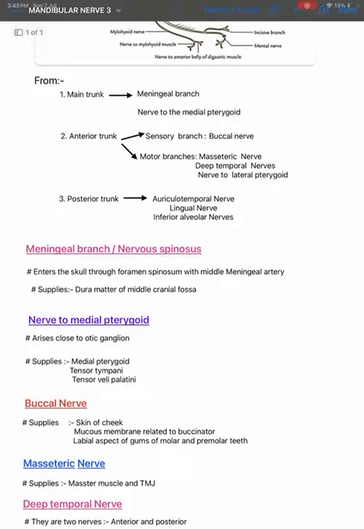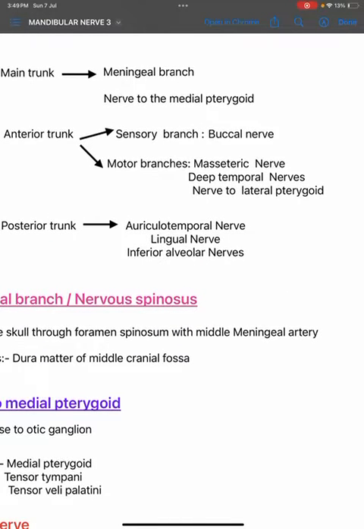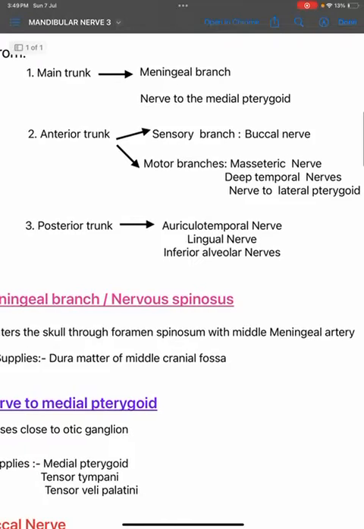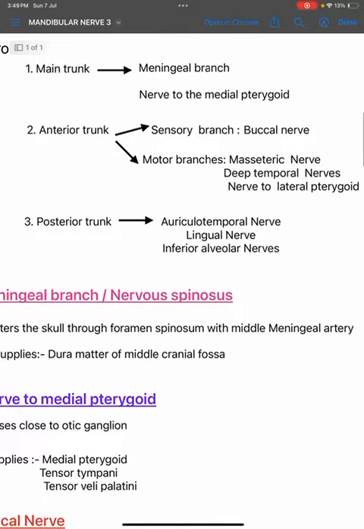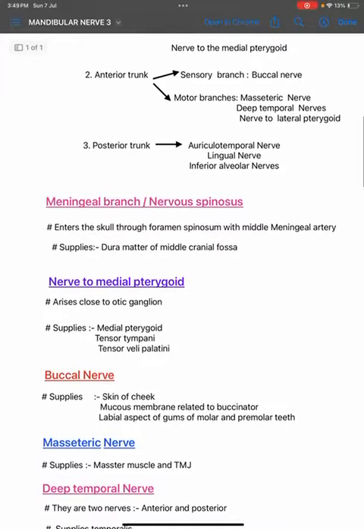From the anterior trunk, we have a sensory branch and also motor branches. The sensory branch is the buccal nerve, and the motor branches are the masseteric nerve, deep temporal nerve, and the nerve to lateral pterygoid. From the posterior trunk, we have the auriculotemporal nerve, lingual nerve, and inferior alveolar nerve. So we can use the code LIA: L for lingual, I for inferior alveolar nerve, and A for auriculotemporal nerve. So next we can discuss each nerve.